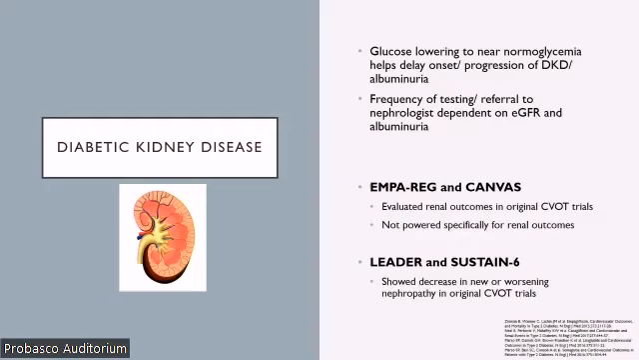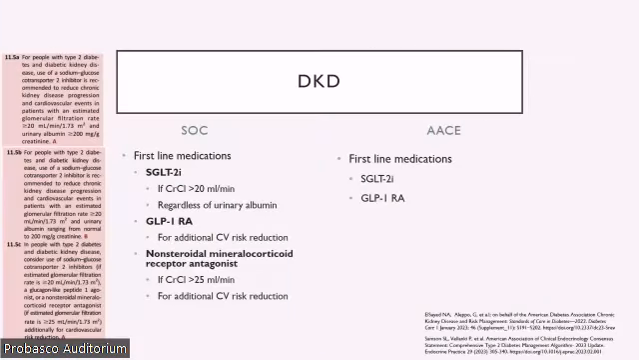Real quick, we will go into diabetic kidney disease. So glucose lowering to near normal glycemia does help delay the progression to DKD and the risk for albuminuria. And so we talked about some of these trials that were specifically for cardiovascular outcomes, and then for our SGLT2 class, they showed some positive renal outcomes in their secondary analysis. And so we now have trials that are specifically just for kidney disease.